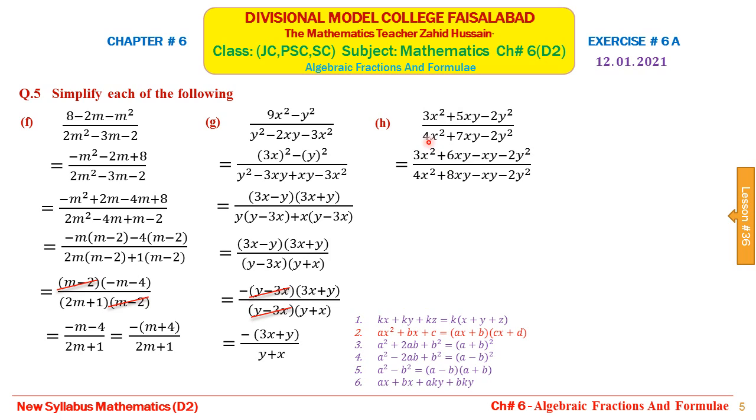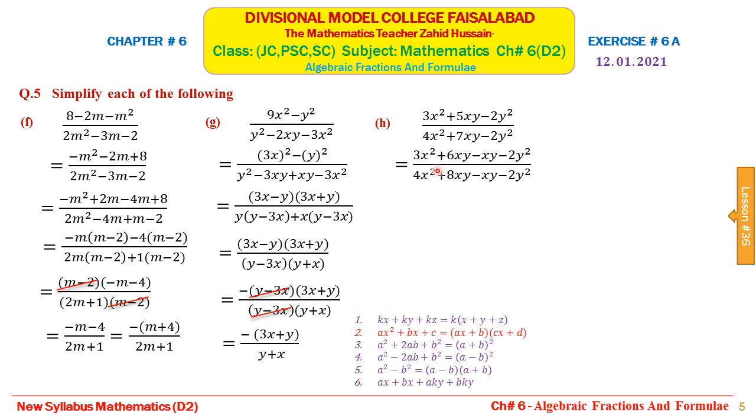In the denominator, there is 4 multiplied by minus 2, minus 8. Find two factors of minus 8 so that when you add them you get plus 7, and when you multiply you get minus 8, and those factors are plus 8 and minus 1. To break the middle term, we write plus 8xy minus xy.